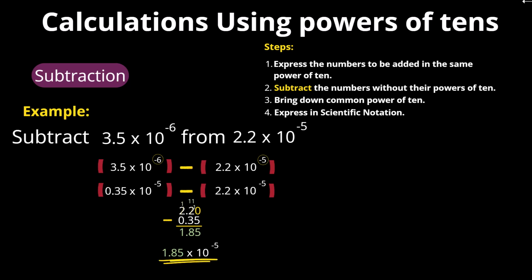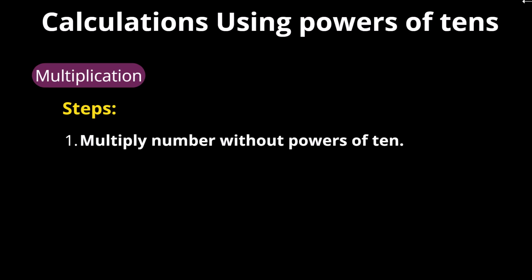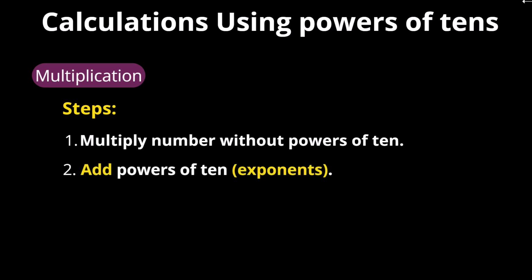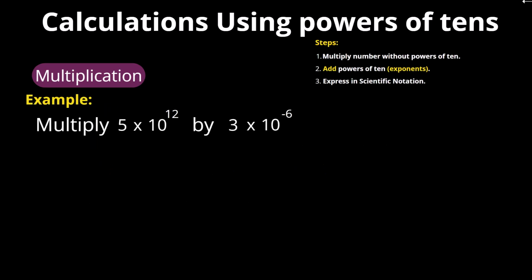Great. Let's move on now to multiplication. Steps for multiplying. Step 1: multiply numbers without the power of 10. Step 2: add powers of 10 exponents. So we will add the exponents expressed in scientific notation. Let's take a look at the first example.